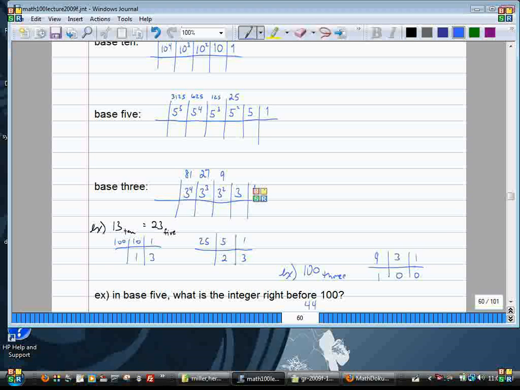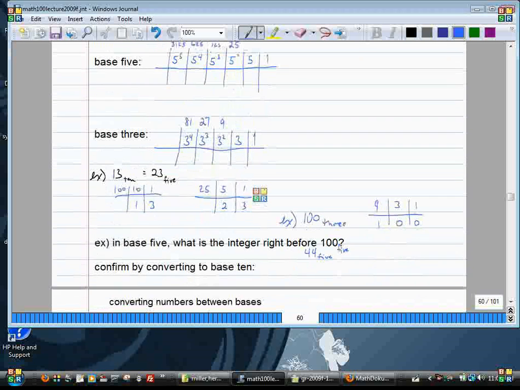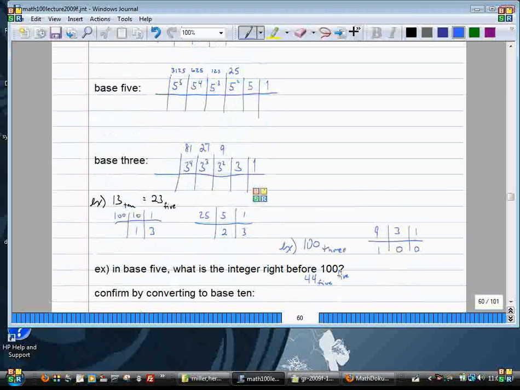But now let's actually check out what this means. This is 100 in base 5, and this is 44 in base 5. Let's figure out what two numbers we're actually talking about, and by actually, I mean in base 10. So let's check that out.